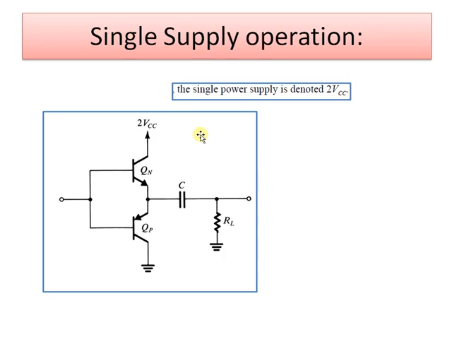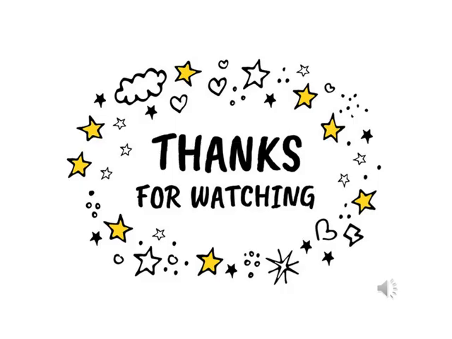So to eliminate the crossover distortion, the best output stage is the class AB stage, which we will look into in the next tutorial.